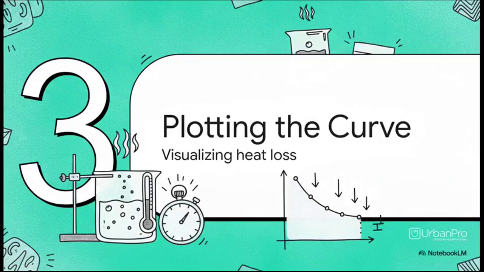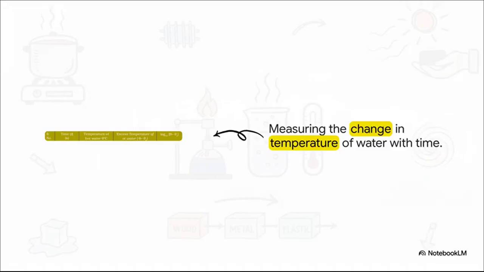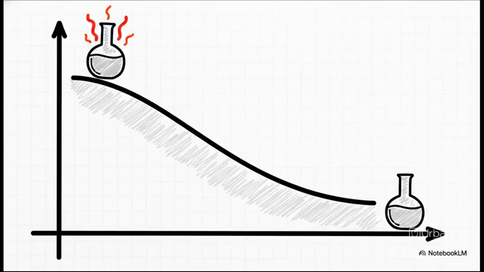Moving right along to Section 3, plotting the cooling curve. In a standard lab observation, you gently stir the water continuously and record the time against the changing temperature. But most importantly, you have to calculate the excess temperature. That's just the hot water's temperature minus the stable room temperature. When you actually plot that out, time on the x-axis and excess temperature on the y-axis, it reveals a classic exponential decay curve. It's pretty cool to see. When the water is really hot, the heat just drops off a cliff. But as it gets closer and closer to room temperature, that cooling rate really slows down and flattens out.